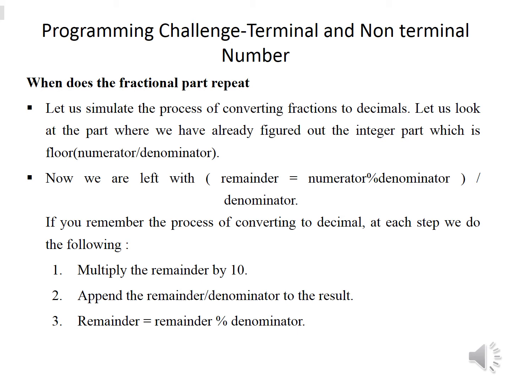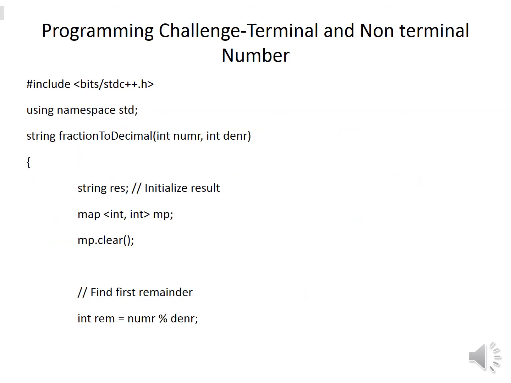In the first step, we get remainder 1 and multiply that remainder 1 by 10. So we get remainder 10. So in the third step, 10 modulus of 3, that is the denominator 3, so at that place we again get 1. So we have to store that 1 into remainder. So those are the 3 steps, and they are very important for us.